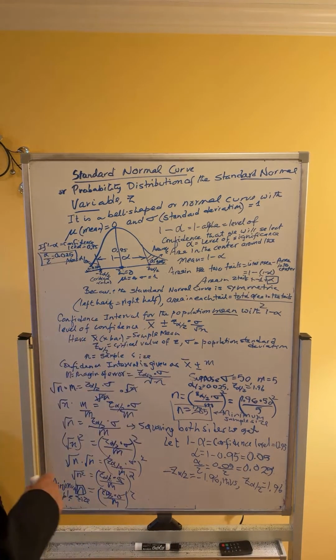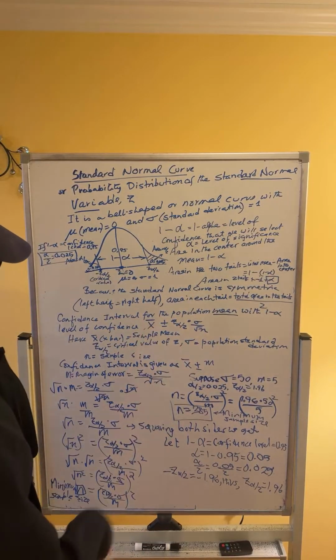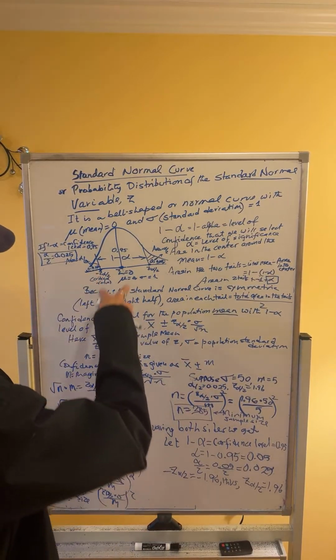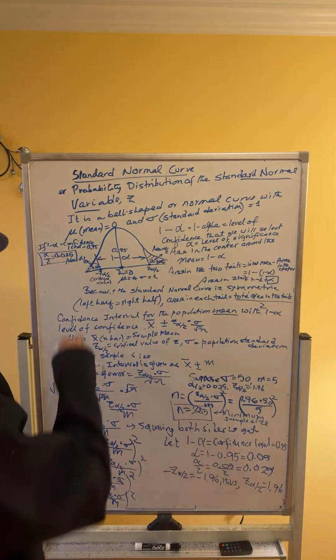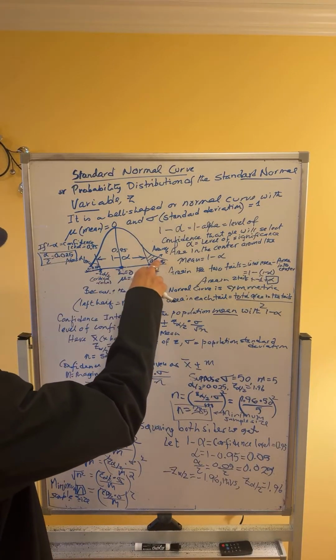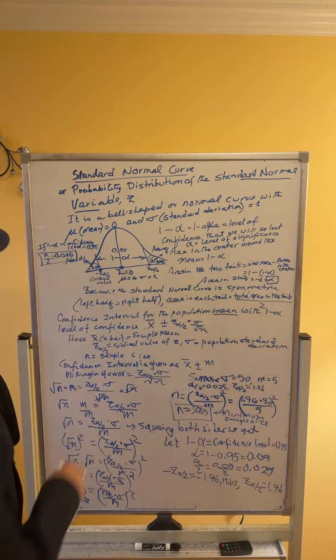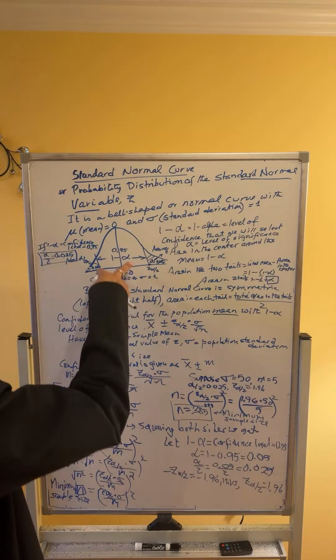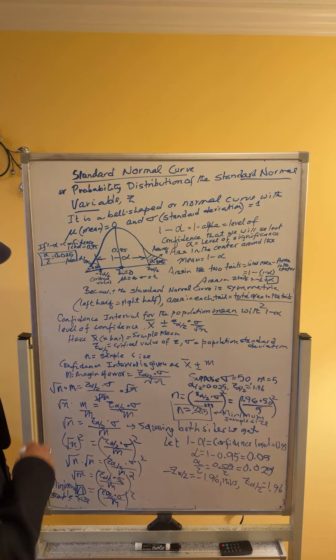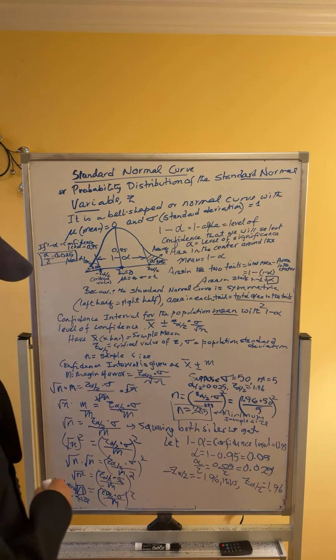What is x bar? Sample mean. What is z alpha by 2? It is a critical value of z. The area in the center is 1 minus alpha, and alpha by 2 is the area in each tail. So knowing that alpha by 2 is the area in each tail, if the confidence level is 0.95, then alpha by 2 will be 0.025.